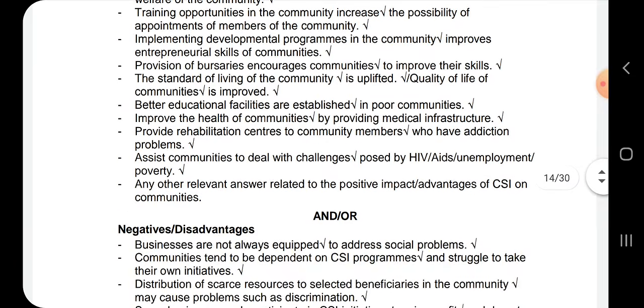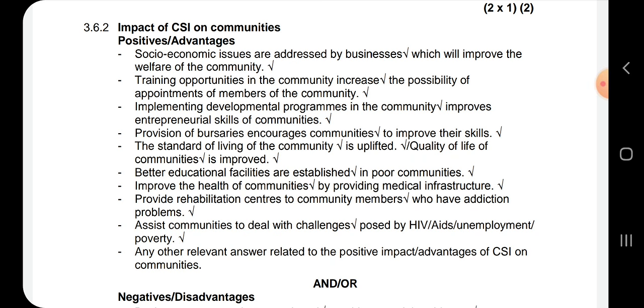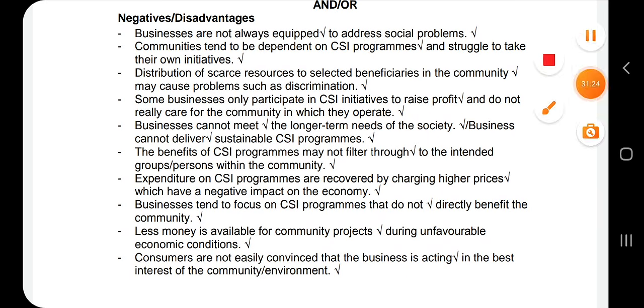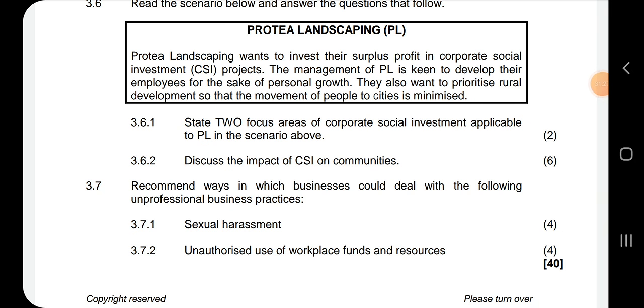CSI is corporate social investment. How does it impact communities? So it's a positive, which is an advantage, or the negative, which is a disadvantage. And then 3.7 says, recommend ways in which businesses could deal with the following unprofessional business practices: sexual harassment, unauthorized use of workplace funds and resources. How would you deal with these issues if you were the manager or the owner of the business?